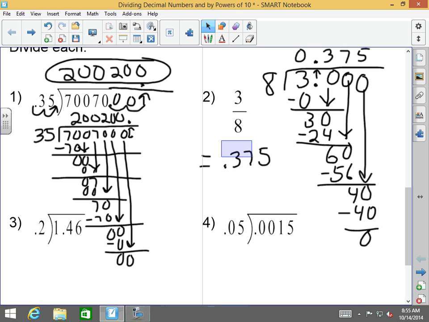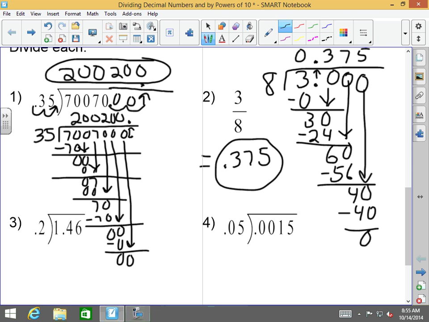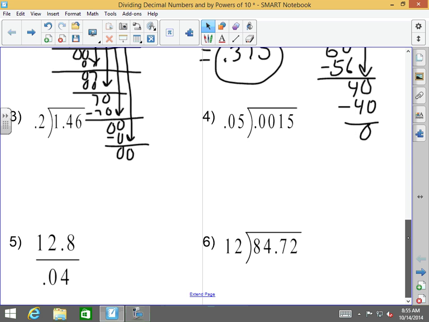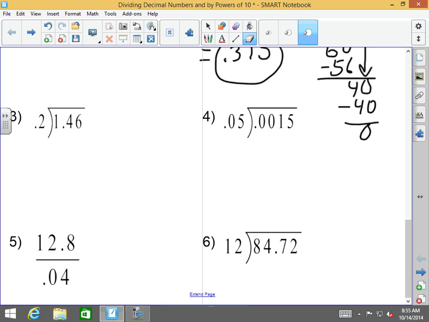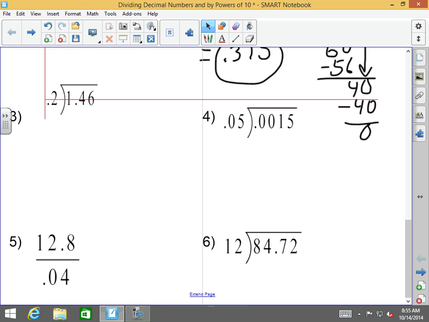Does that make sense, boys? Any questions on that? Okay, awesomeness. Next, I'm going to erase this work here so it doesn't get in our way. Okay. Actually, I'm going to bring this up a little bit so we could have plenty of room.